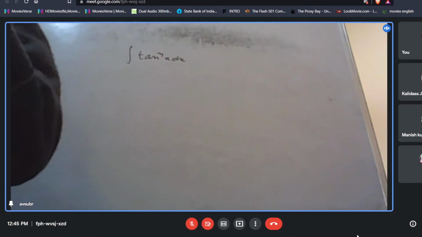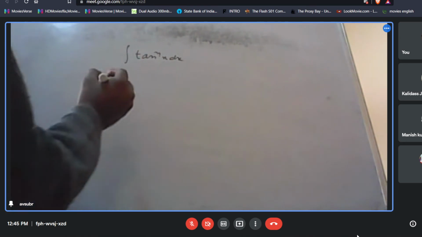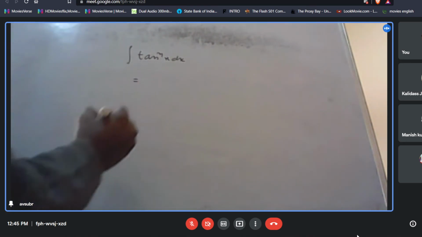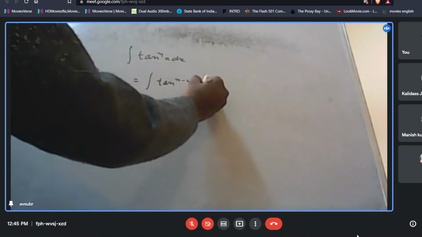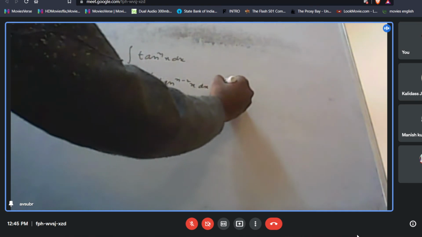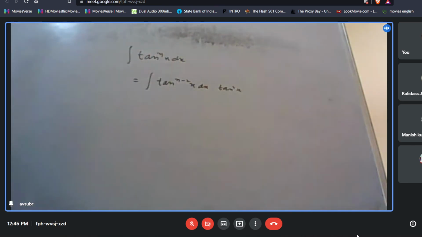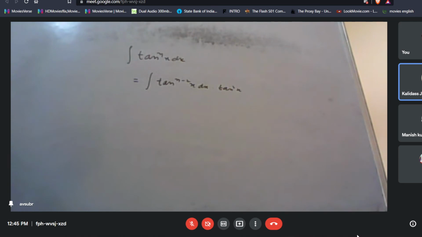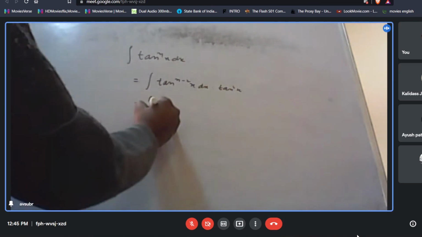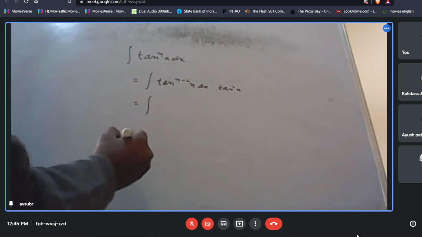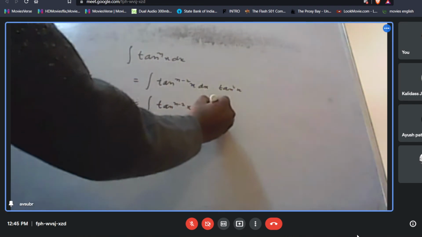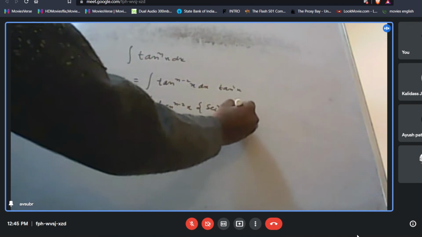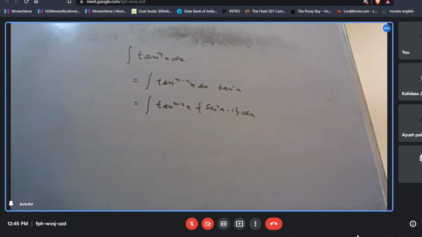This is our problem. This is what we need to do. So we can write it as 10 to the power n minus 2 x dx into 10 square x. Can I write it like this? Yes, sir. Okay, so can I write it like this as well? 10 to the power n minus 2 x into sec square x minus 1 dx. Can I write it like this?